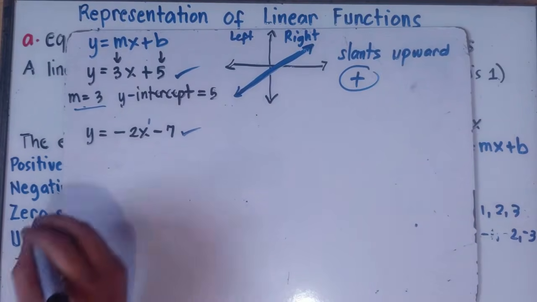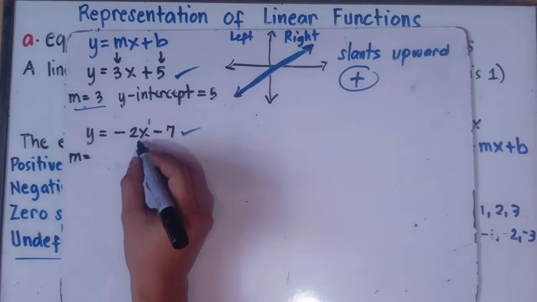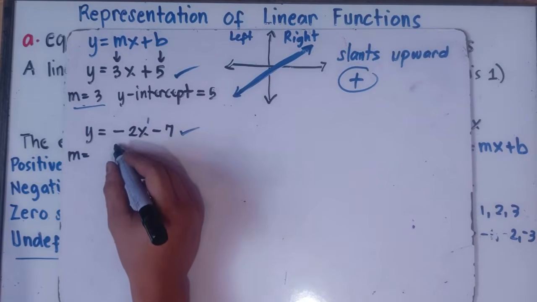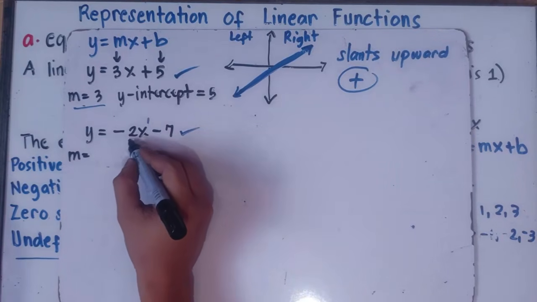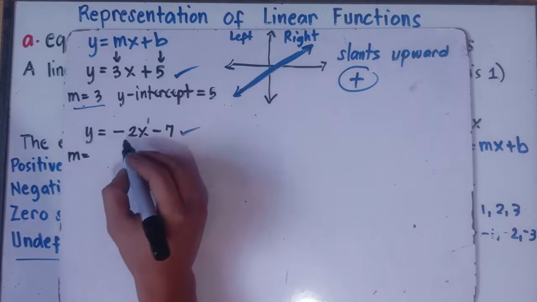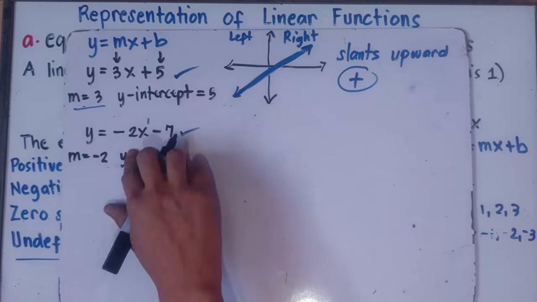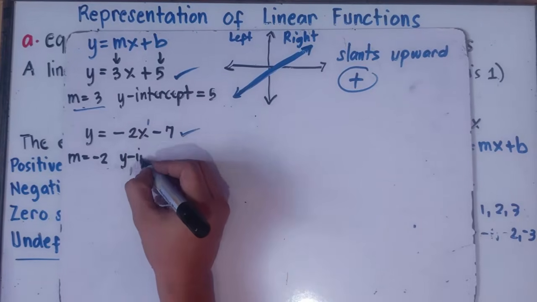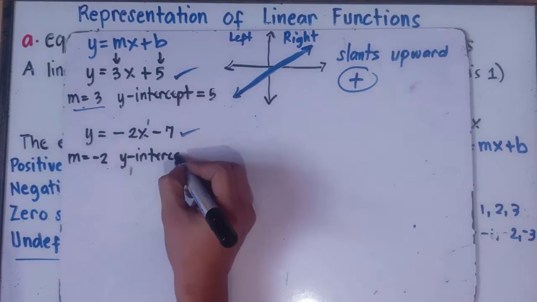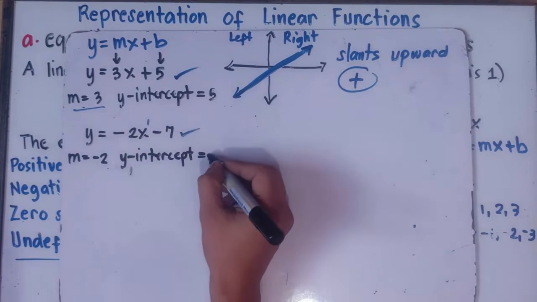Now, what would be the value of m? That's correct. The value of m would be negative 2, beside x, on the left side. And what's the value of the y-intercept? That's correct. The y-intercept would be negative 7.